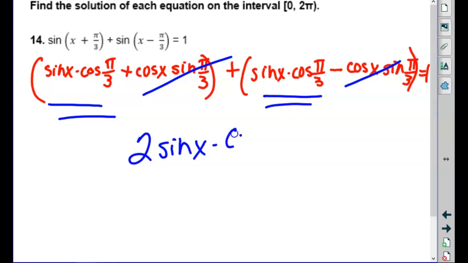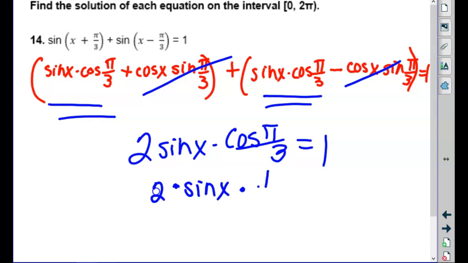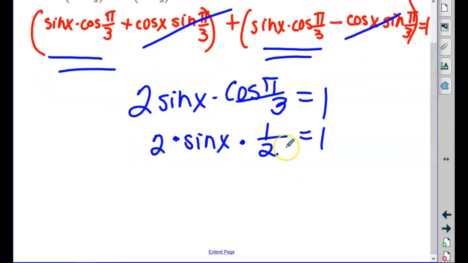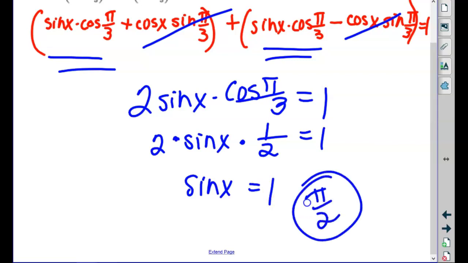2 sine of x times cosine of pi over 3 is equal to 1. What's the cosine at pi over 3? I think it's 1/2, isn't it? Nobody has a unit circle? Cosine at pi over 3 is 1/2. So what do we have left? 2 times 1/2 is 1. So where is the sine of x 1? The sine of x is 1 at one spot. Pi over 2.